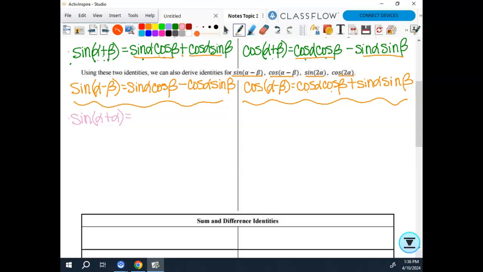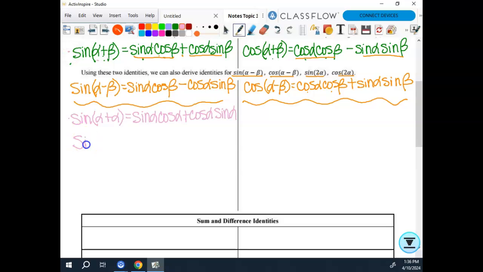So that means here this is going to give me sine of alpha times the cosine of alpha plus cosine of alpha times the sine of alpha. Do you see how I just substituted that in? Everybody with me at this point? And understand where all I did was plug in alpha to both of the angles right here. Now I'm going to simplify this.